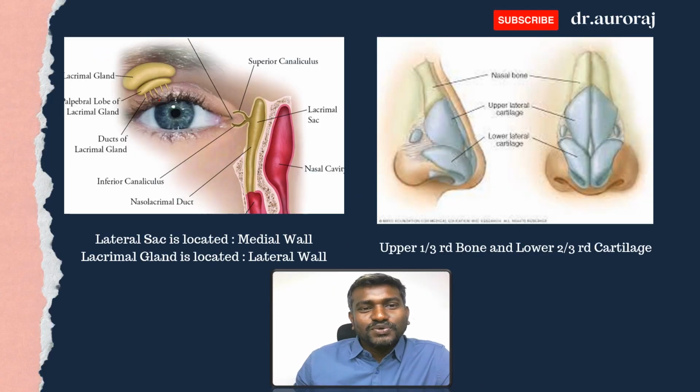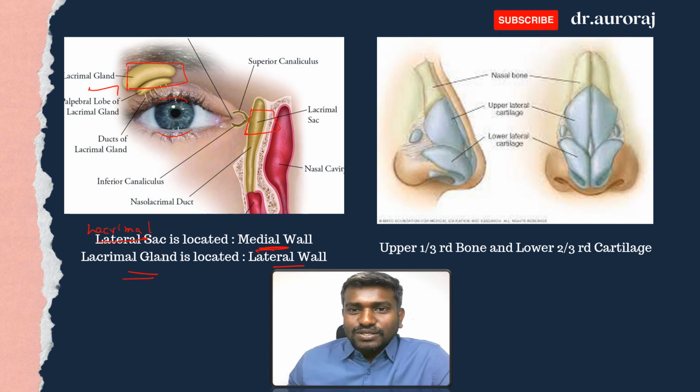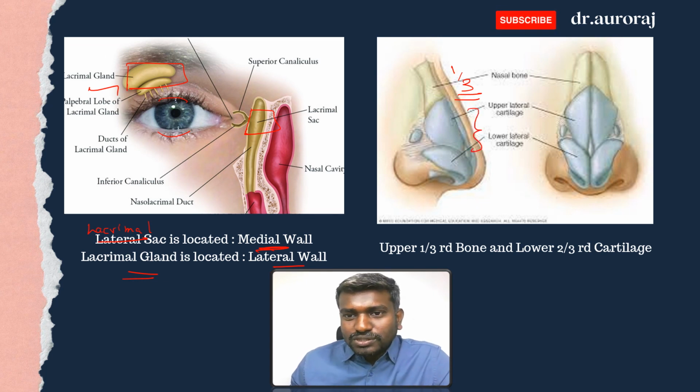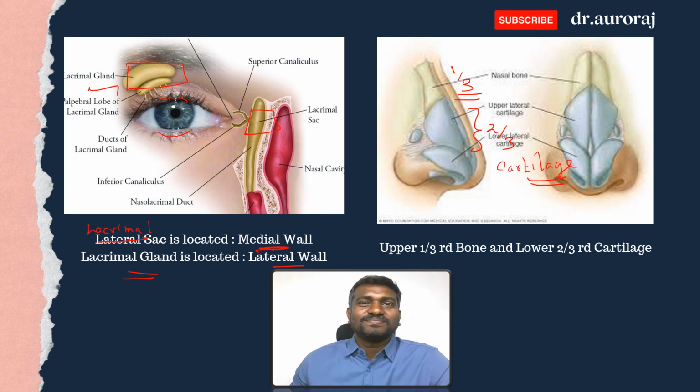Look at the beautiful eye here, but you're going to focus on the lacrimal sac and the lacrimal gland. Remember, the lacrimal sac is located towards the medial wall and the lacrimal gland is located towards the lateral wall. Let's look at the nose. The upper part of the nose is composed of bone, and the lower 2/3 of the nose is composed of what? Cartilage. Very important to be revised for the main exam.